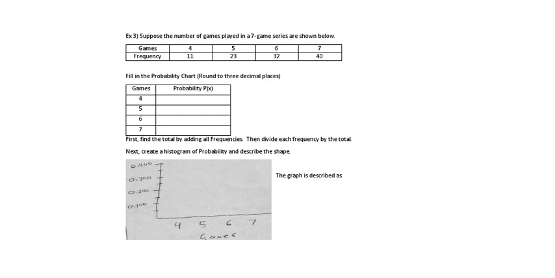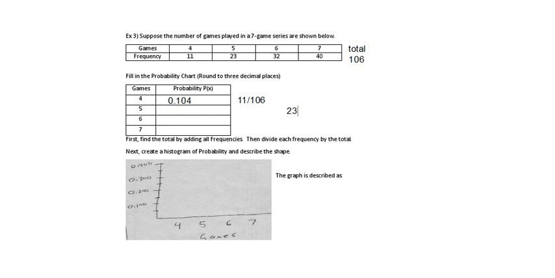Okay. So now we have games played in a 7-game series. First step is to find the total. Let's do that first. And the total is, let's see what the calculator says, 106. Okay, now we have a lot of dividing to do. So first we will do 11 divided by 106. And that's equal to 0.104.